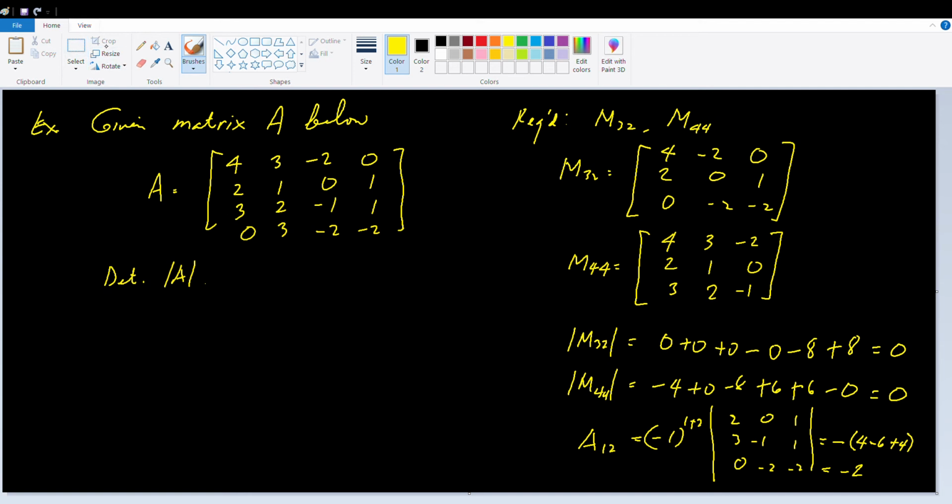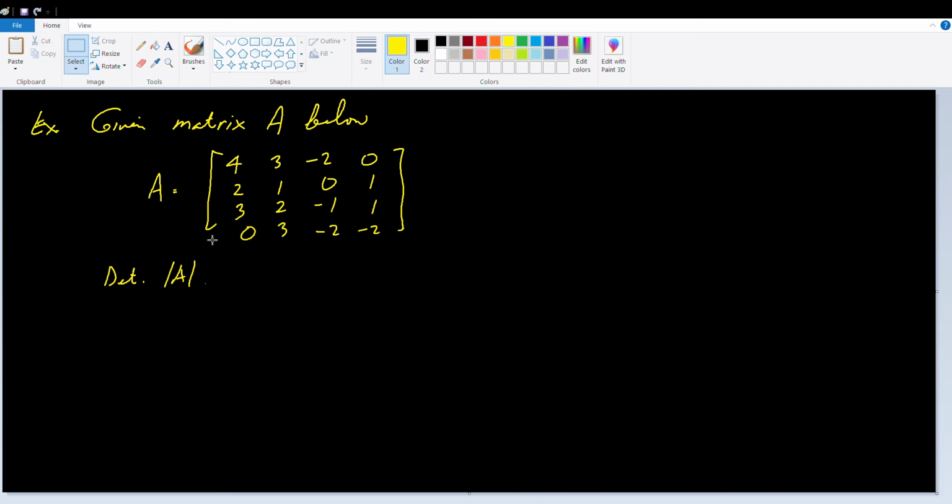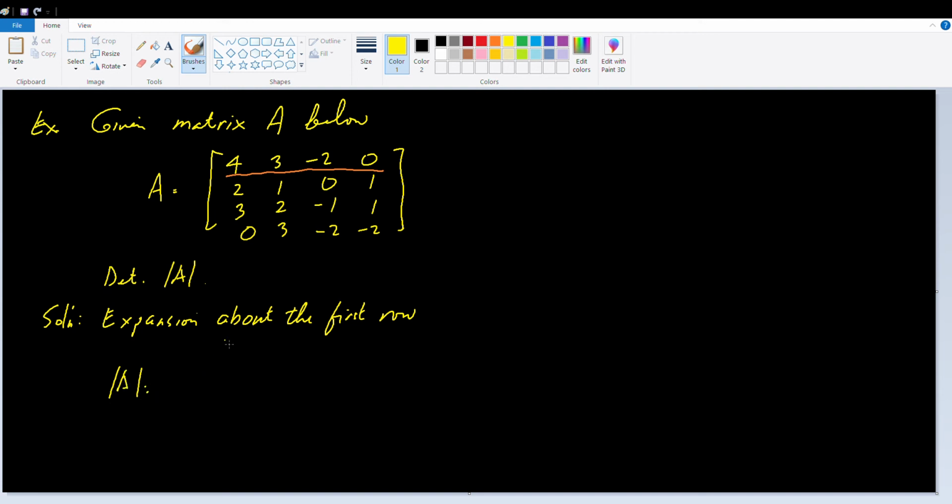So let us now determine the determinant of A. Let us expand about the first row. So the determinant of A is equal to the elements of the first row multiplied correspondingly to their respective cofactors. So A11 times cofactor A11, plus A12 times cofactor A12, plus A13 times cofactor A13, plus A14 times cofactor A14. Okay?